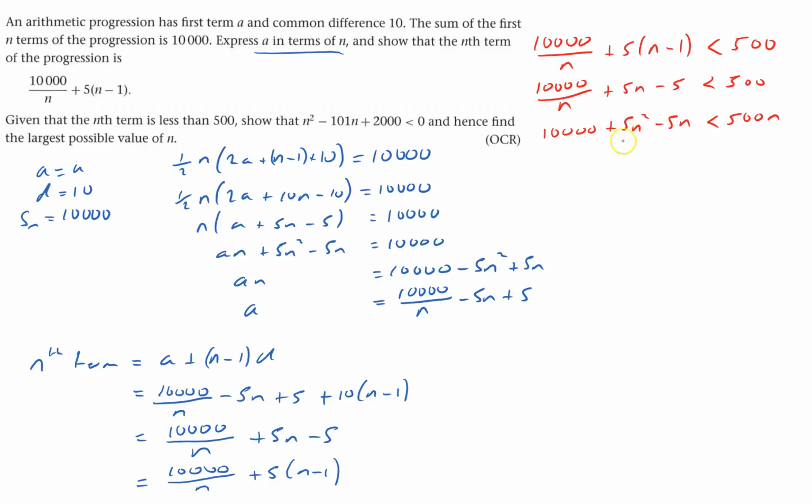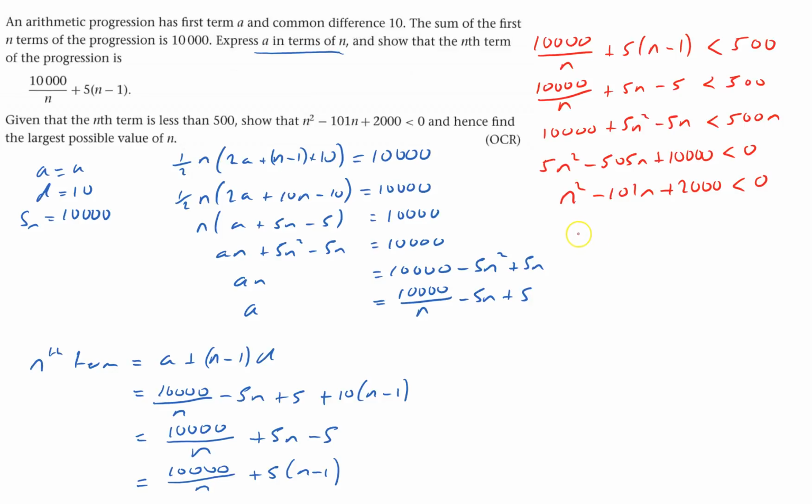Now I can rearrange that to get 5n squared minus 505n plus 10,000 is less than 0. Divide everything through by 5, so n squared minus 101n plus 2000 has got to be less than 0. So I have shown that, and hence find the largest possible value of n.